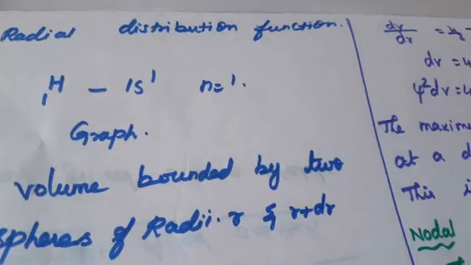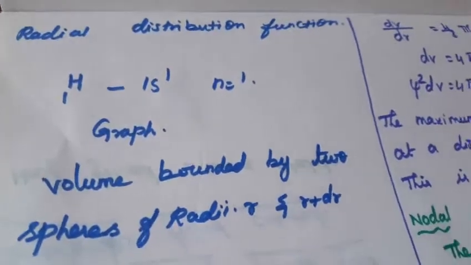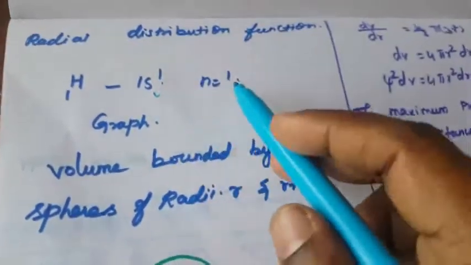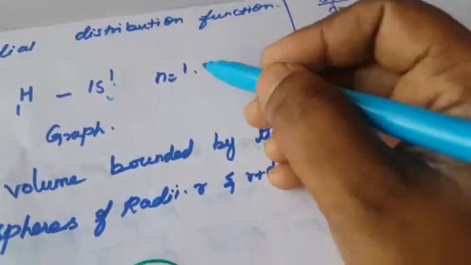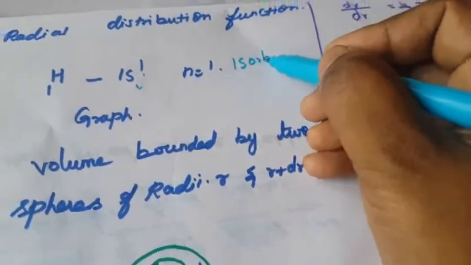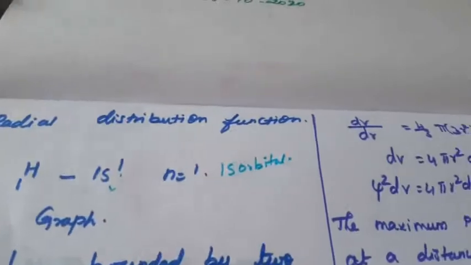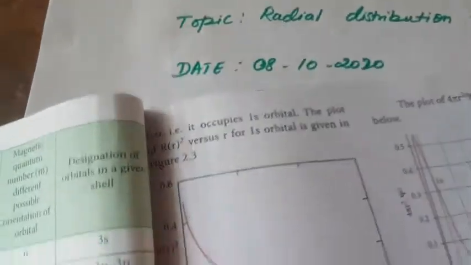First, what is the electronic configuration of hydrogen? The hydrogen atomic number is only 1. So how do we write the electronic configuration? 1s1, so n is equal to 1. It occupies the 1s orbital. Now we plot a graph. What is that graph? We plot the radius r against psi square.